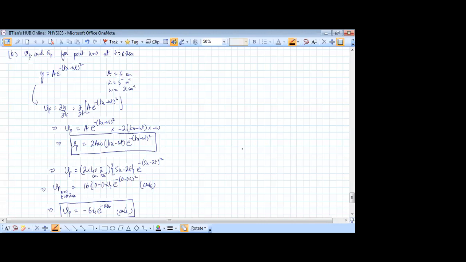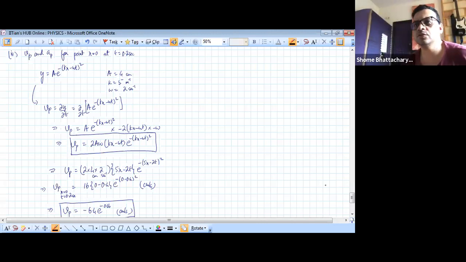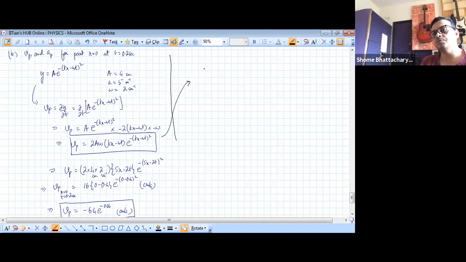Okay, now we see the particle acceleration over here. So this is clear so far. It's a little bit one step more complicated than this, because we now have to differentiate this term. This whole term will have to be differentiated. So the particle acceleration, which is del 2y by del t square, is going to be del by del t of the particle velocity.